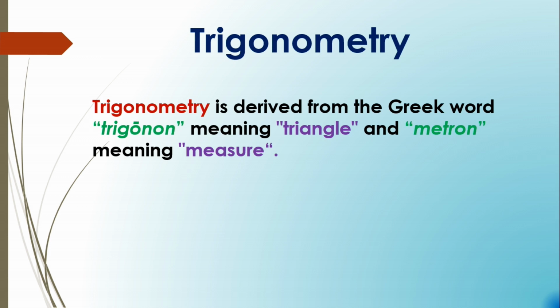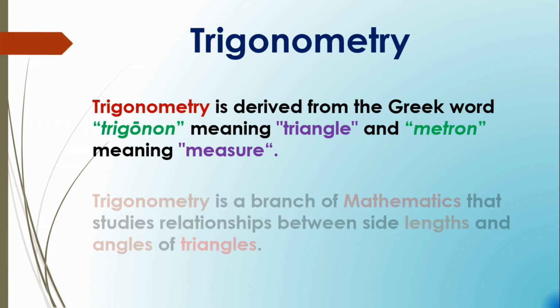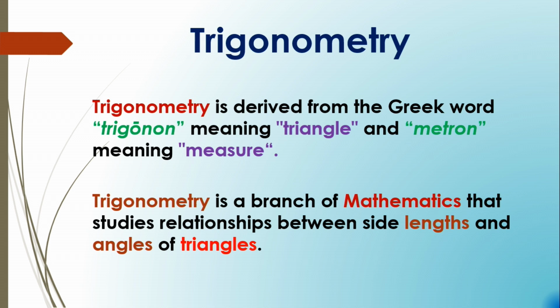Well, trigonometry is derived from the Greek word trigonon, meaning triangle, and metron, meaning measure. Trigonometry is a branch of mathematics that studies relationships between side length and angles of triangles. So basically, in this chapter, you're going to work with triangles and find relationships between the length and the angles.